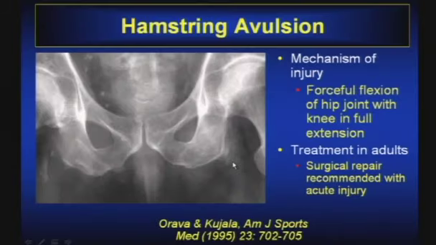The mechanism of injury for hamstring avulsions is forceful flexion of the hip joint with the knee in full extension. In adults, treatment that's recommended is surgical therapy in the acute setting.